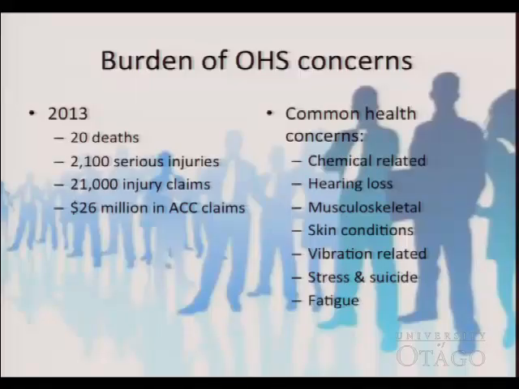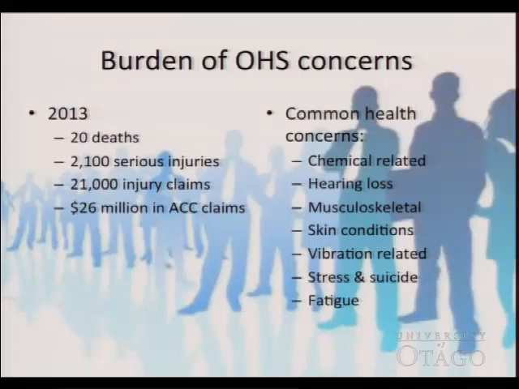We have a really high burden of occupational health and safety concerns in agriculture. Injury is quite prevalent in this group. We see about 20 deaths a year in direct deaths related to workers in agriculture. There are a significant number of bystander deaths as well, but they're not included in this. We see about 2,100 serious injuries, so 2,100 incidences of people going to hospital and needing to stay there for at least 5 days. 21,000 injury claims overall, costing about 26 million in just the ACC claims. So that's just costs in terms of rehabilitation, lost earnings and medical expenses.